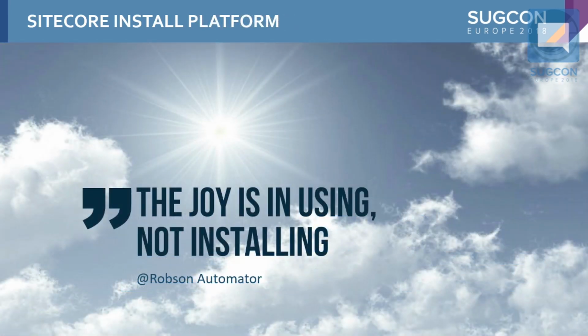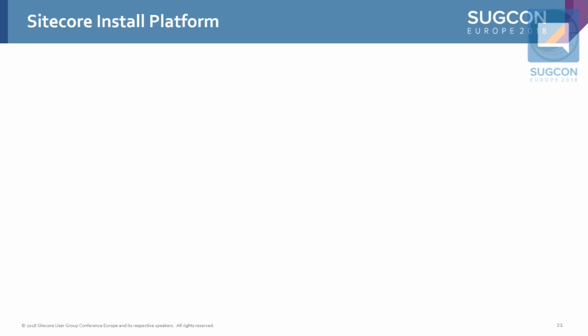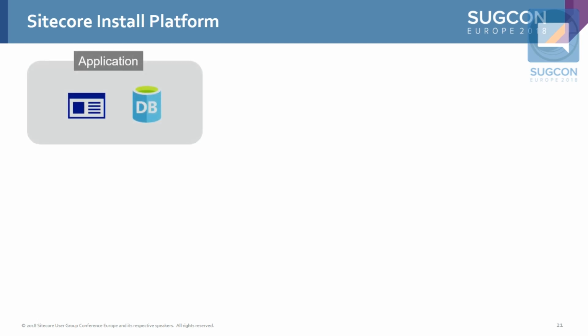But the joy is using software, not installing. That's why we created Sitecore Install Platform. Sitecore Install Platform is a kind of web application written in .NET Core. There are two pieces, the Angular frontend and IPA application. So even during installation process, we can automate, because if we create some configuration, we can just get this configuration by some client application to get all settings and use this in the installation process.